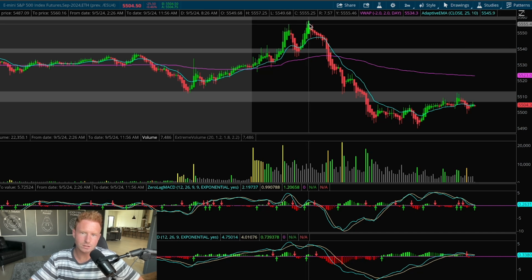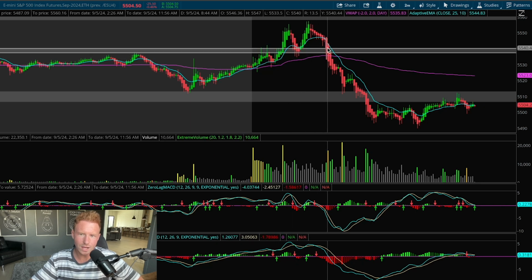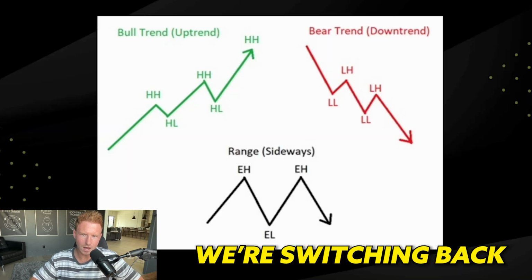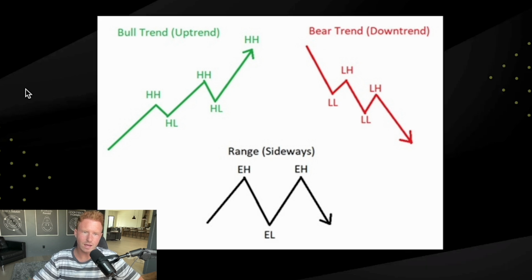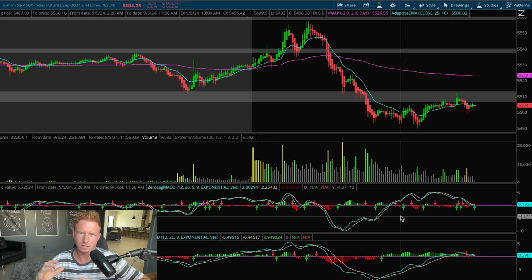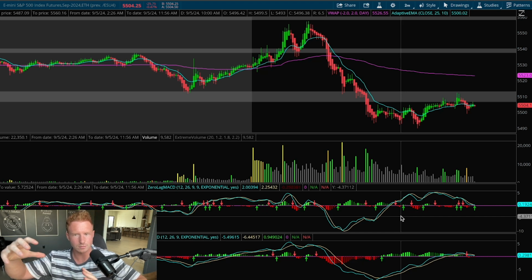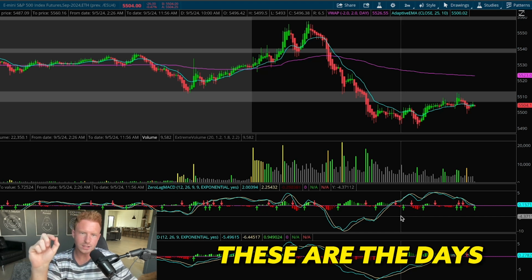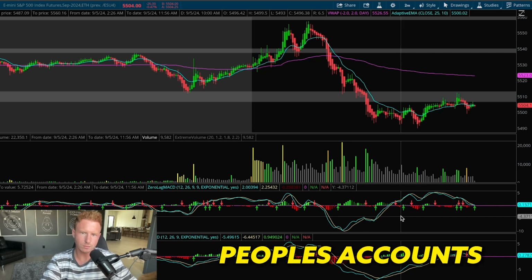Then what happened here is we started selling off, and we broke this previous low. So as soon as we broke this previous low, it tells me we're switching back and the trend is down. Obviously today is kind of a difficult day to read because we're changing all kinds of directions. First we're sideways, then we're bullish for a little bit. Now we're turning bearish. And these are the days that can really ruin people's accounts.